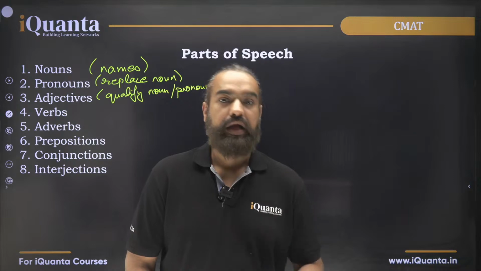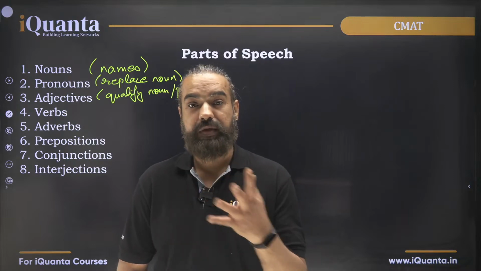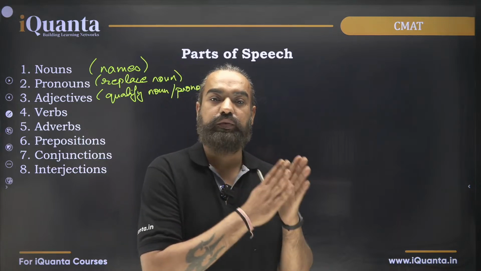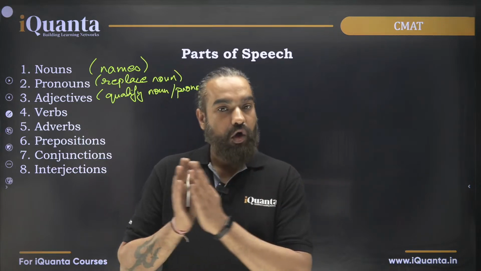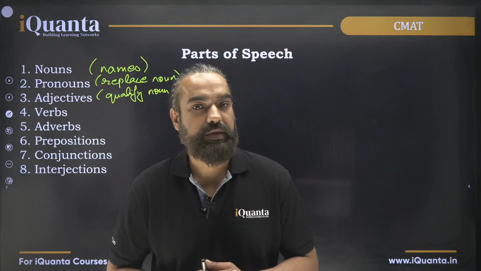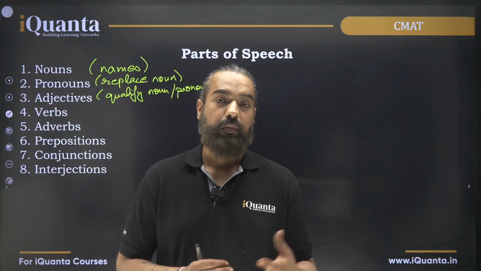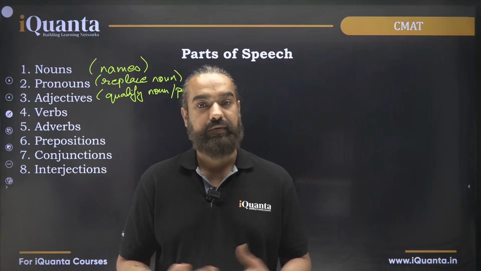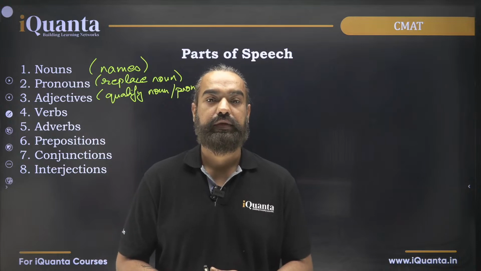In a nutshell, helping verbs are B family. What is B family? B family comprises of is, am, are, was, were, being, been. All these words are variants of the verb be. Apart from this, you have modals. Modals are words like may, might, will, shall, could, can. All these are helping verbs.